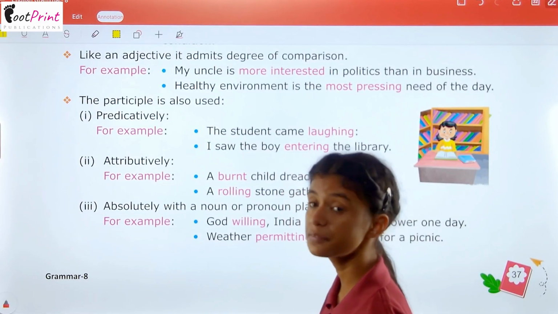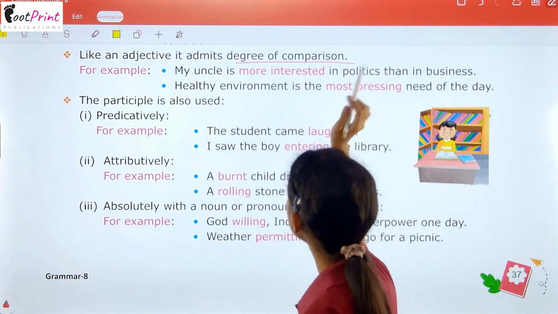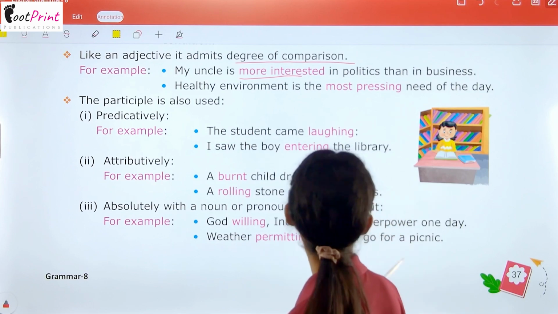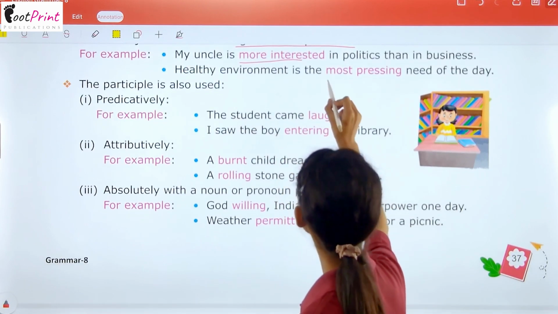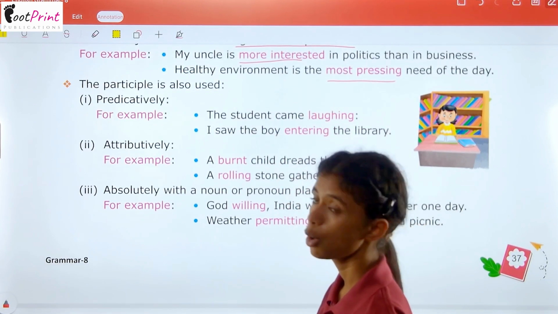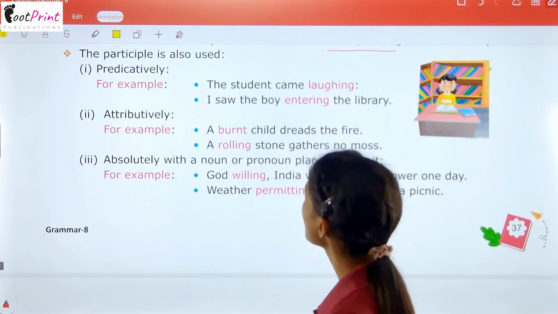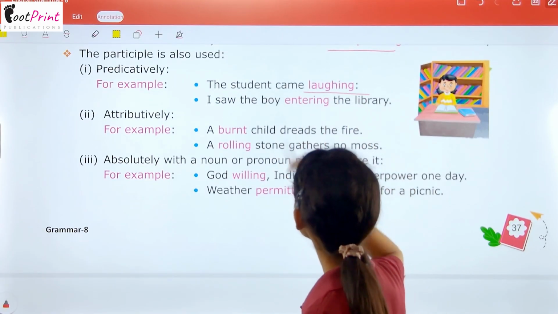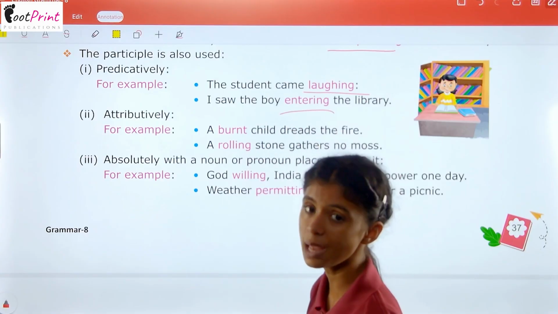Now, like an adjective, it admits degree of comparison. My uncle is more interested in politics than in business. Healthy environment is the most pressing need of the day. The participle is also used predicatively. How? The student came laughing. I saw the boy entering the library.